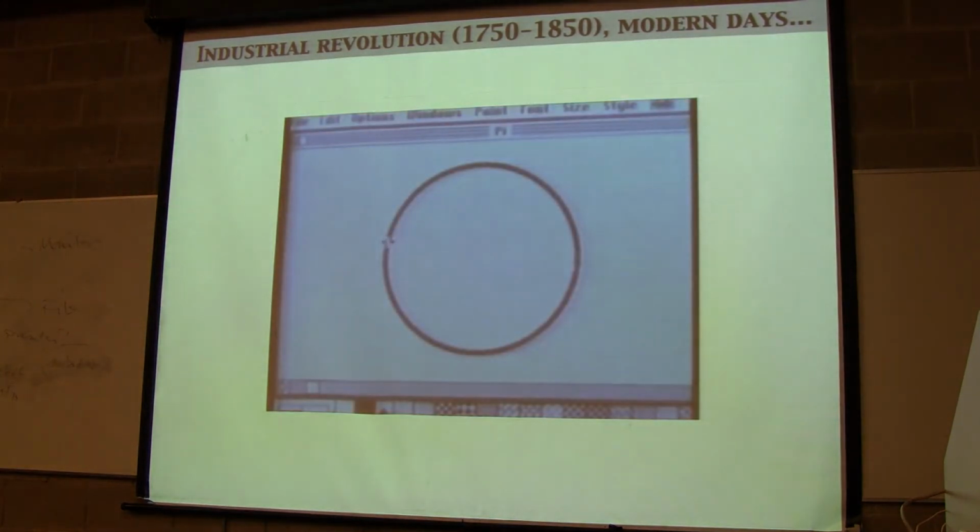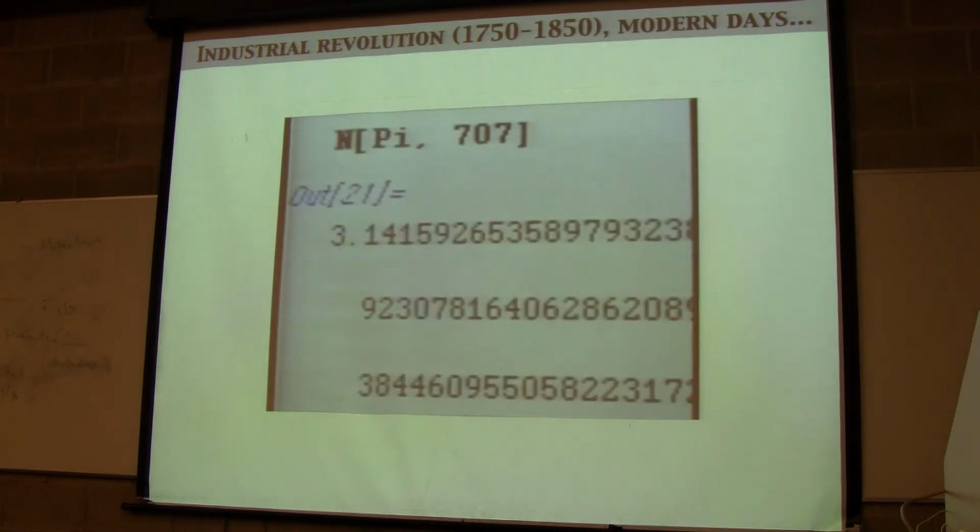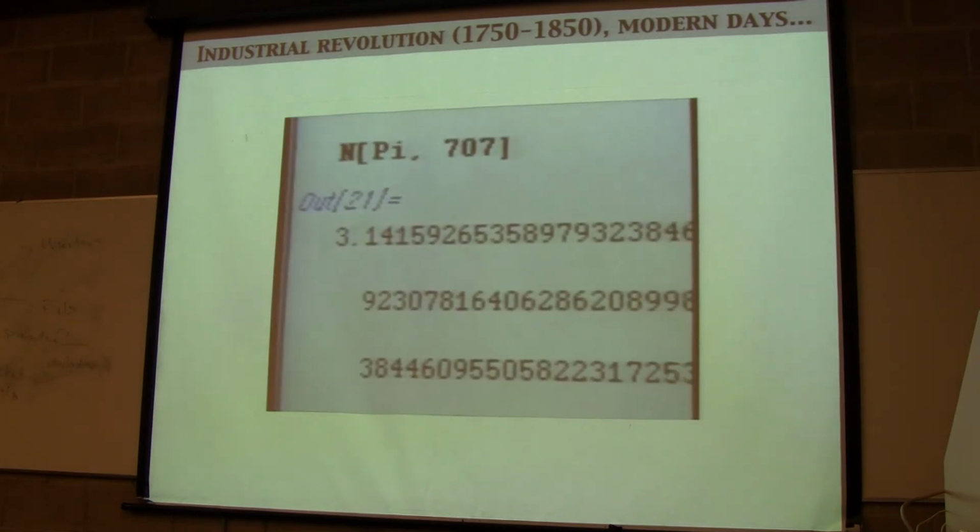Divide the circumference of a circle by its diameter, and you get pi, a number which never ends. A modern desktop computer can calculate the decimal expansion of pi to any number of places. To do it to 707 takes just 7 seconds.